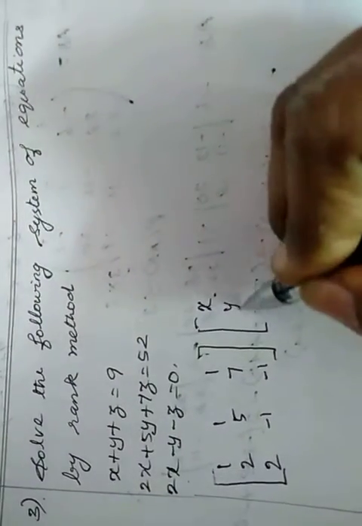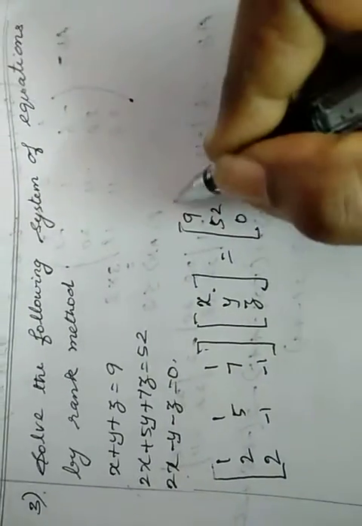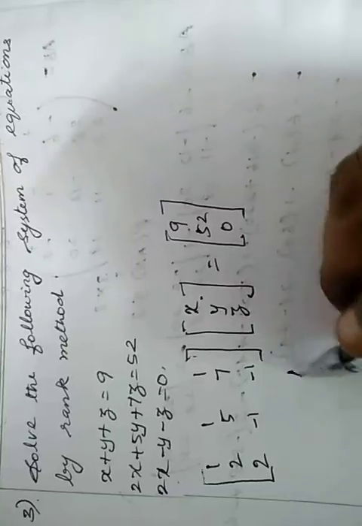So you will get a matrix form like this: 1 1 1, 2 5 7, 2 minus 1 minus 1, and the variables are x, y and z, equal to 9, 52 and 0. So we have written this in the form AX is equal to B. Now we have to write the augmented matrix.